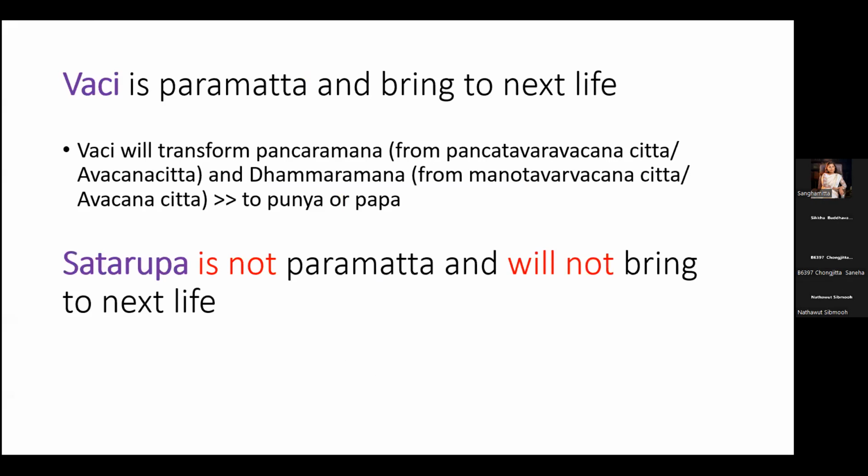So one thing that I would like to mention here is Vaji. Vaji is Paramata, and bring to the next slide in Paramata.